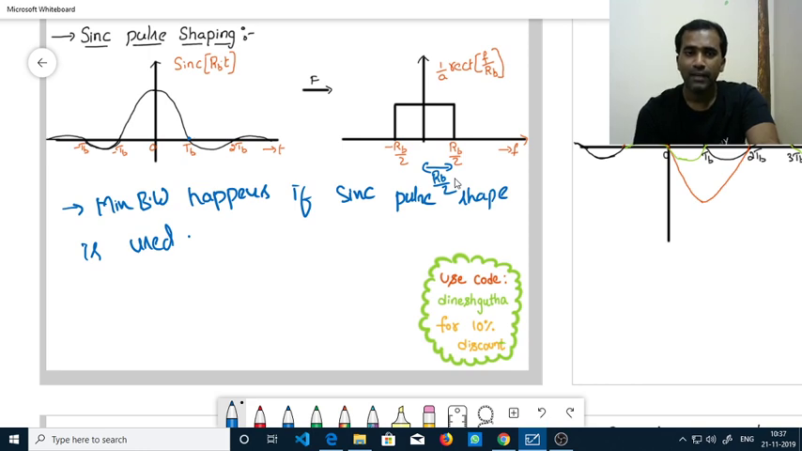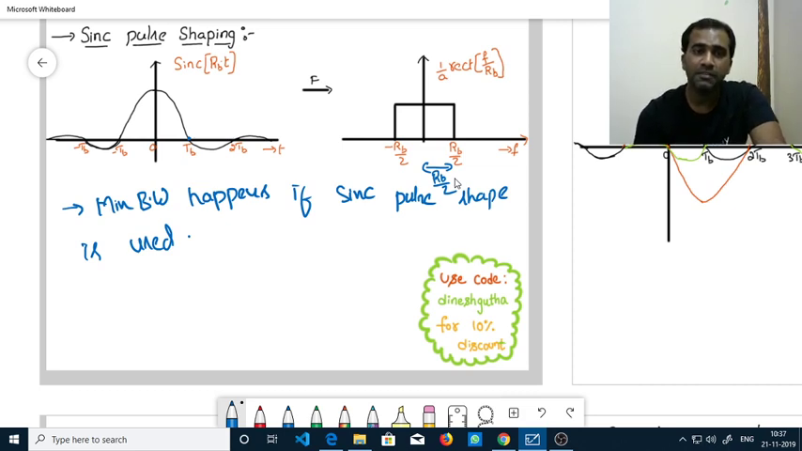Instead of rectangular pulses, if you are sending sinc pulses, bandwidth will be only half of what is required for rectangular pulse. When I say rectangular pulse, it is in time domain. In time domain, if it is rectangular, in frequency domain, it is sinc. In time domain, if it is sinc, in frequency domain, it is rectangle. Fine. So I hope you have understood the advantage of sinc pulse.